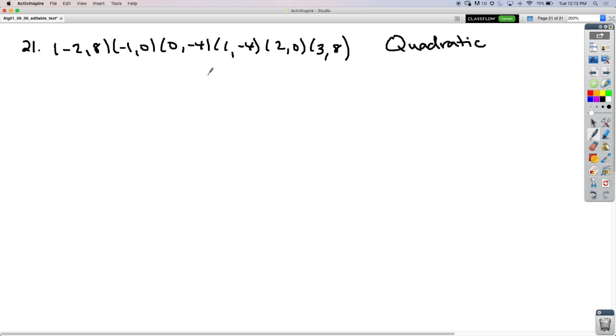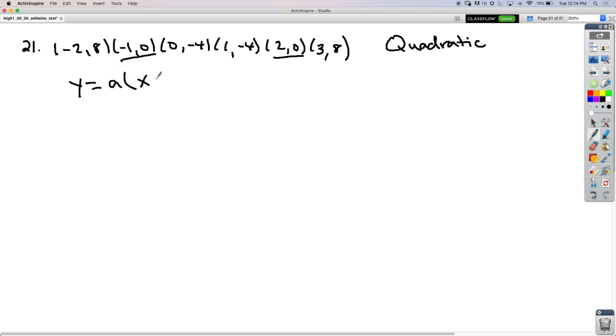You can automatically tell the y-intercept, but there isn't a y-intercept form. So what else can you see right away? You can see the x-intercepts. So where are the x-intercepts? Good. -1 and 0, and 2 and 0. Those are the x-intercepts. So since I know the x-intercepts, let's use intercept form.